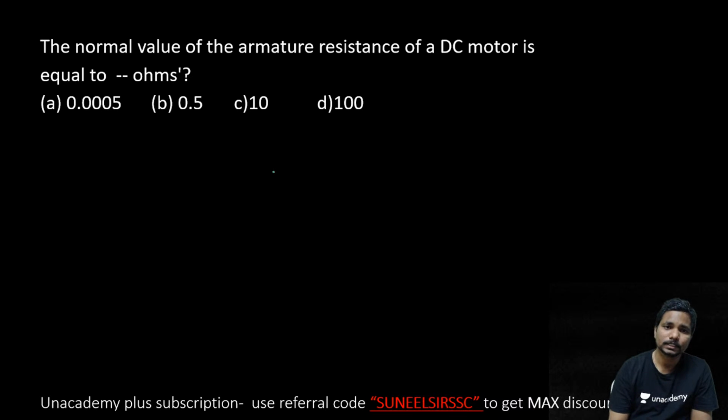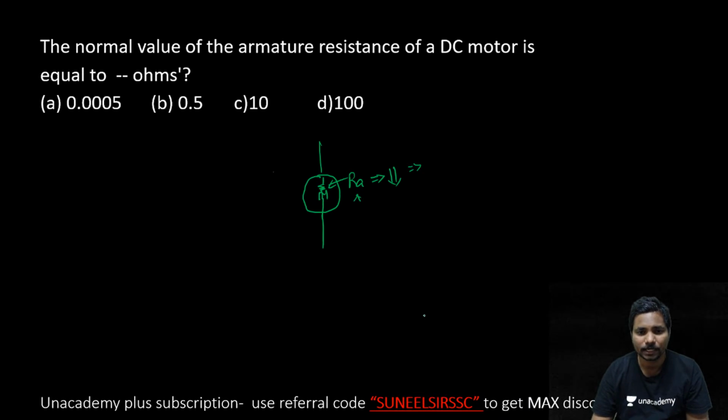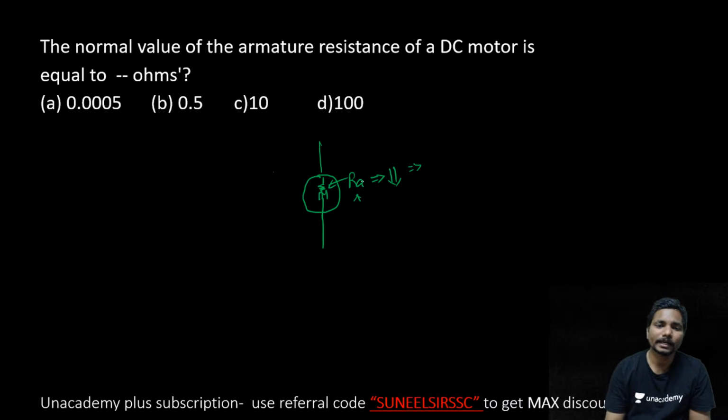If it is a motor, consider the armature resistance RA. RA value must be very low resistance. Why? Because it carries more current. If this value is very high, we get very high losses. So RA value must be very low, and shunt field resistance must be very high to get low current.